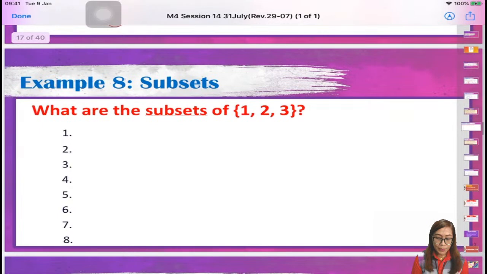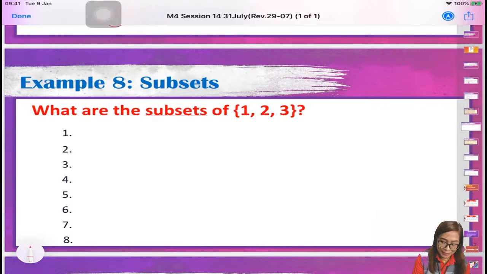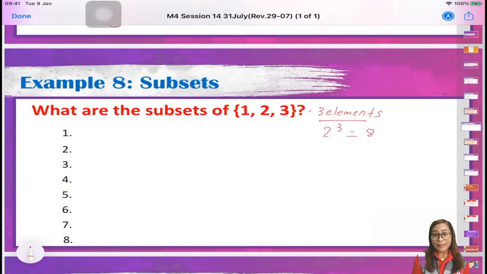Okay, example number 8. What are the subsets of the set of 1, 2, 3? So you see, students, how many elements are there? There are 3 elements, or members, of the set. So 2 cubed is equal to 8. There are 8 subsets. This is it: 1, 2, 3, 4, 5, 6, 7, 8.